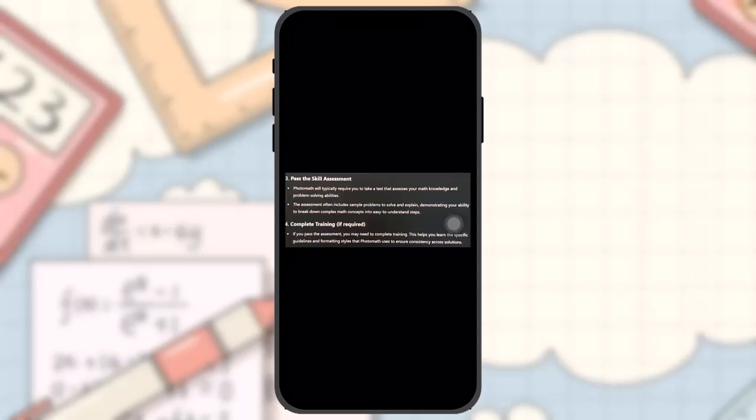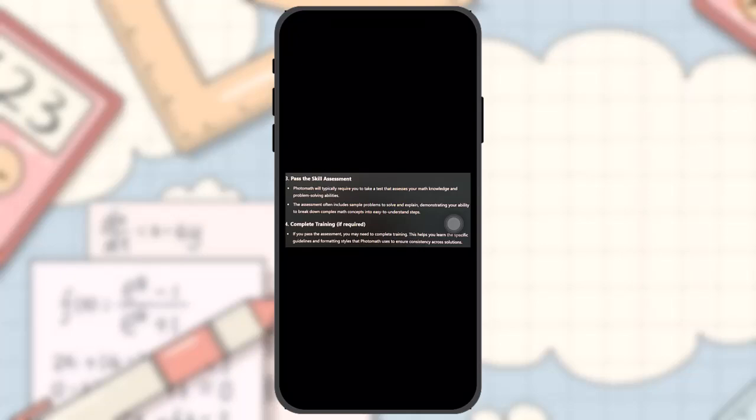Number 3. Pass the skill assessment. PhotoMath will typically require you to take tests that assess your math knowledge and problem solving abilities. The assessment often includes sample problems to solve and explain, demonstrating your ability to break down complex math concepts into easy to understand steps.